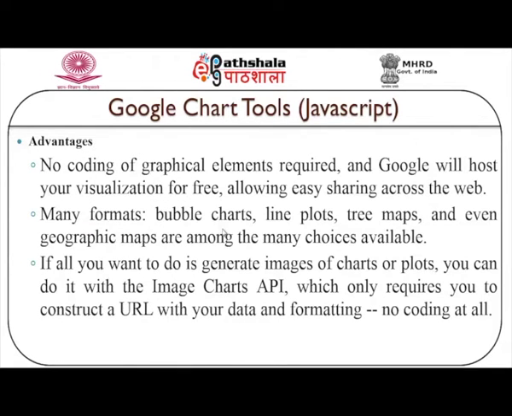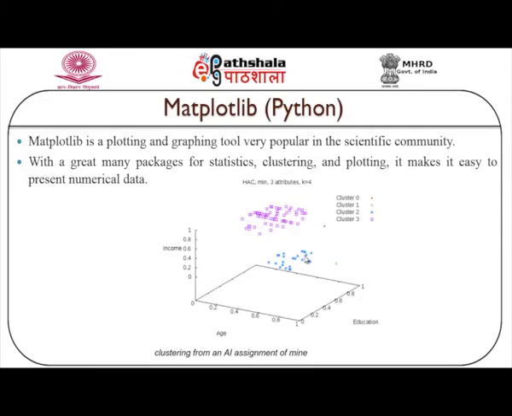Some of the advantages of Google Chart Tools are that no coding of graphical elements is required, and Google will host your visualization for free, allowing easy sharing across the web. Many formats like bubble charts, line plots, treemaps and even geographical maps are among the many choices available. If all you want to do is generate images of charts or plots, you can do it with the Image Charts API, which only requires you to construct a URL with your data and formatting, no coding at all.